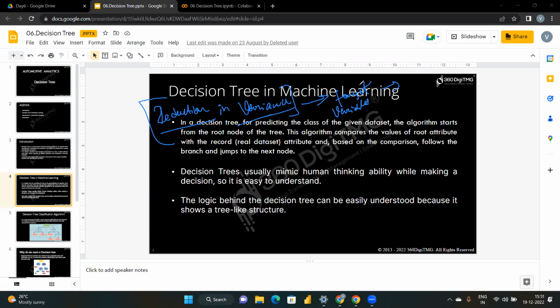Next thing we have is chi-square. The acronym CHAID stands for chi-squared automatic interaction detector. It is one of the oldest decision tree classification methods.